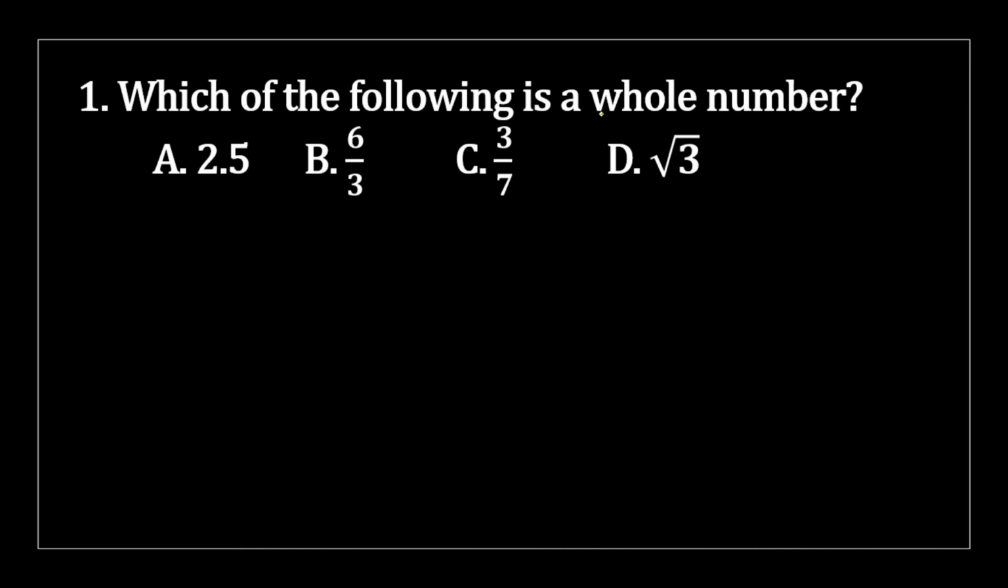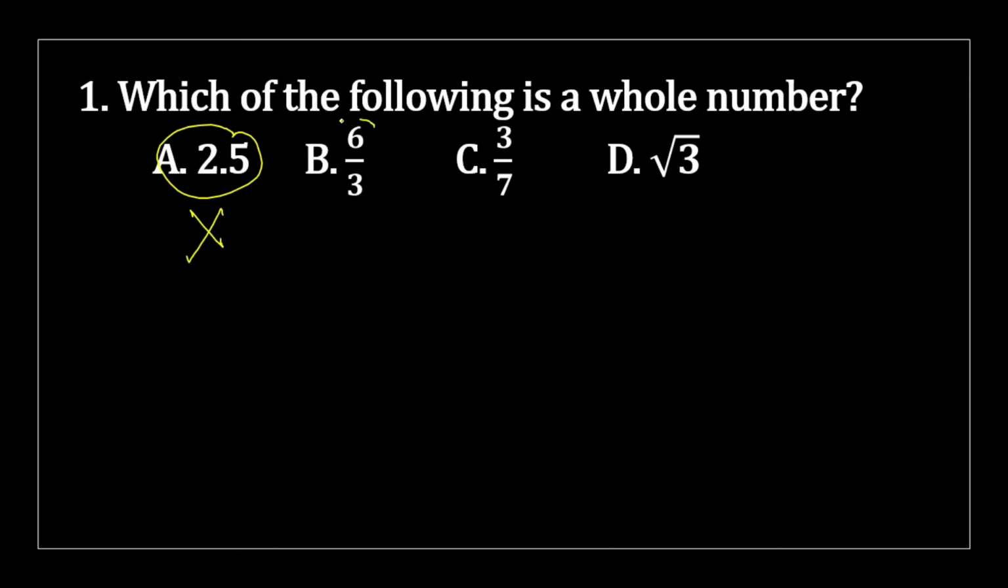When we say whole number, it is all the counting numbers plus zero. So meaning numbers 1, 2, 3, and so on and so forth plus zero are considered whole numbers. If we're going to see each example, A is not a counting number because 2.5 is not a counting number.